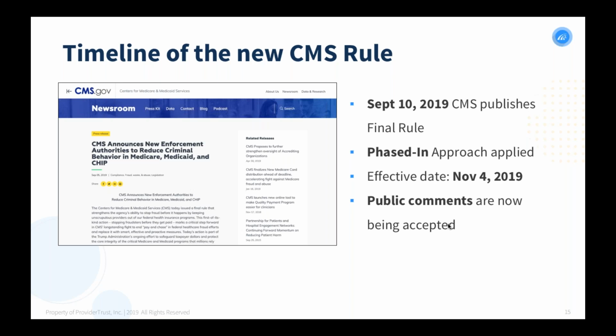Now, they have come back and stated that this is going to have a phased in approach. So we know that November 4th is the date, but it's not really touching us, if you will, exactly on November 4th. So Mike, do you want to take us through some more of these specific requirements?